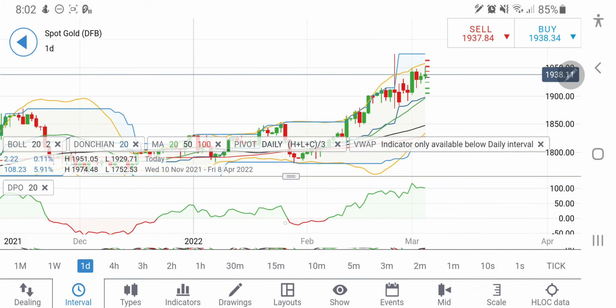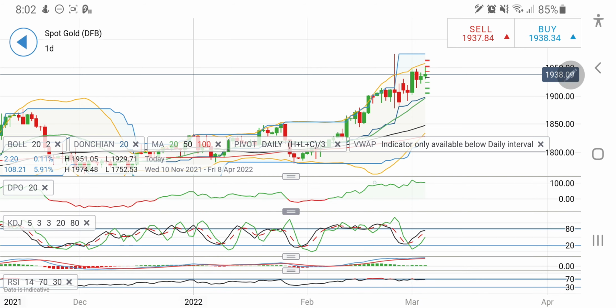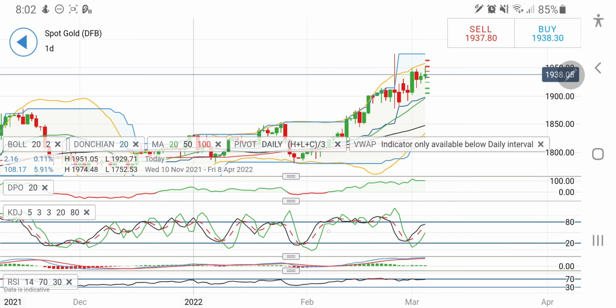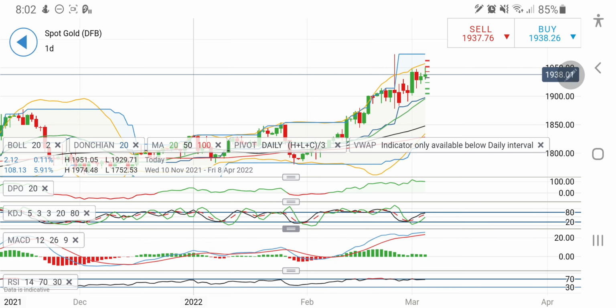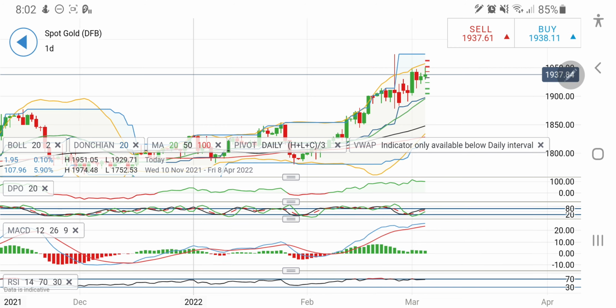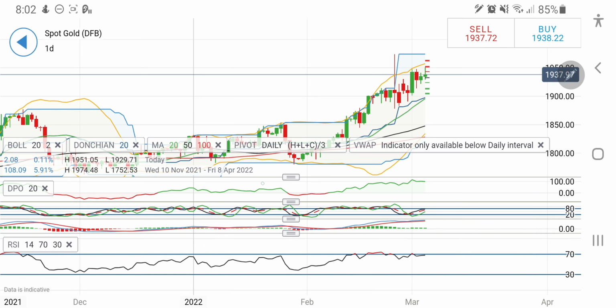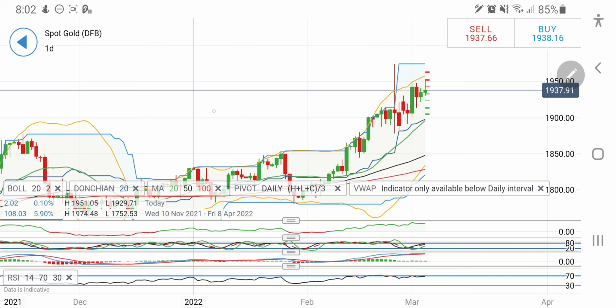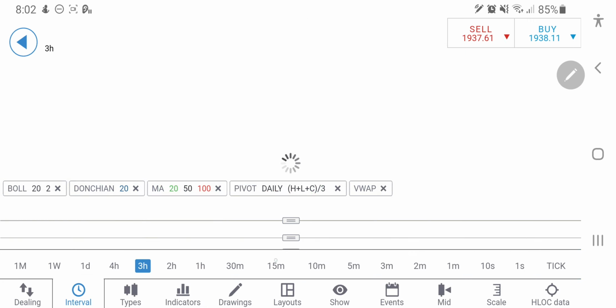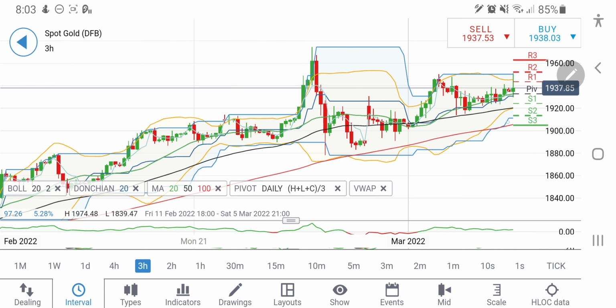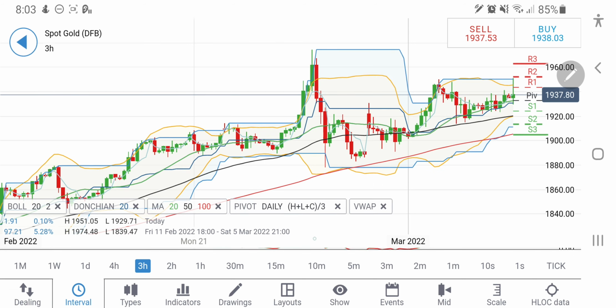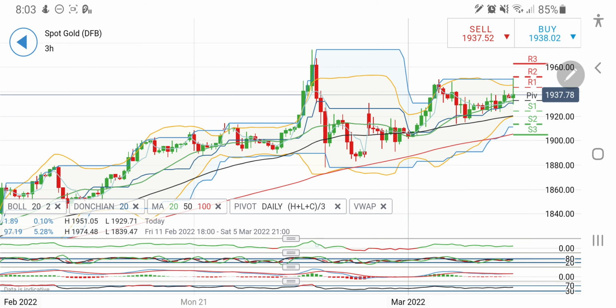Now look at this. DPO is in green, the stochastic is near overbought levels, but still very much in the zone, not overbought. MACD lines are running parallel, and RSI is again coming to overbought levels, hence it also needs to break, but let's see how far it can go. Now let's come back to the charts here. On the 3-hour charts, the observation is similar, and 1950 is definitely giving it resistance.